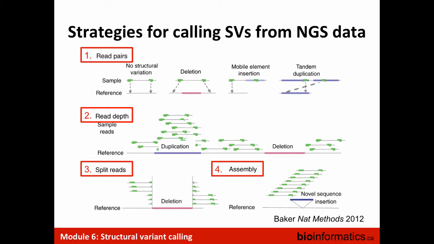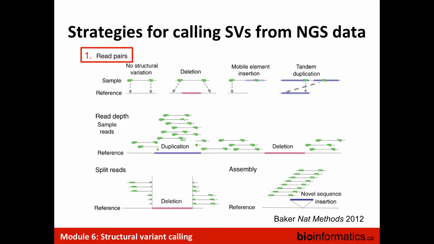So forget about the reference genome, just looking at the reads themselves, can we detect structural variants? Can we assemble the genome that we've sequenced? So I'll go over these different categories and talk a little bit about the tools.